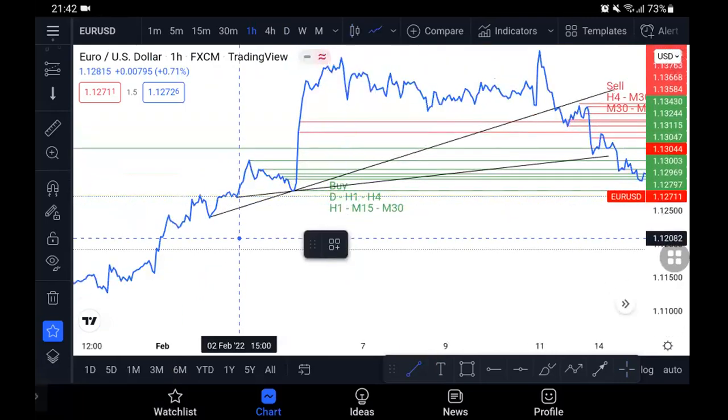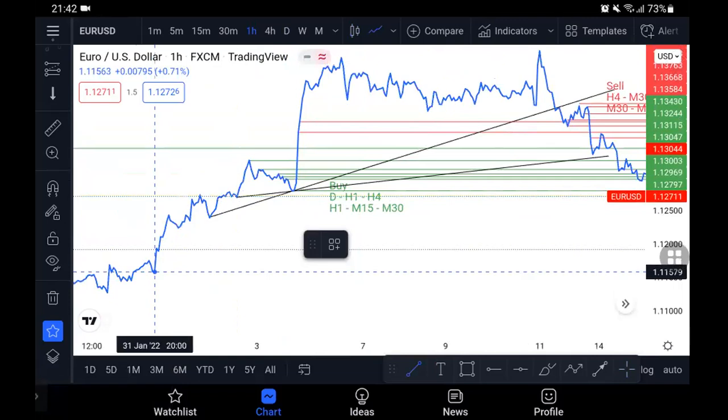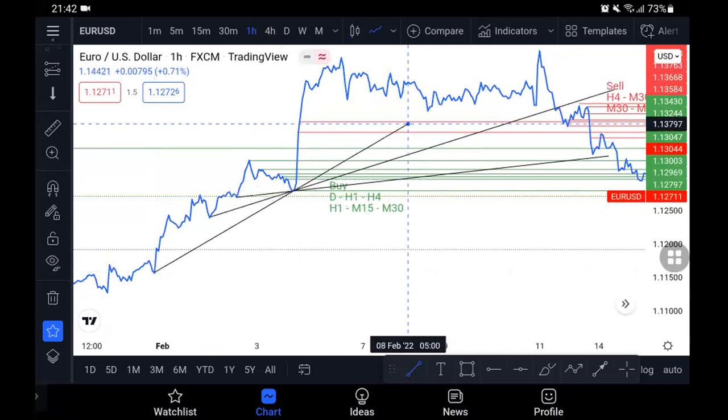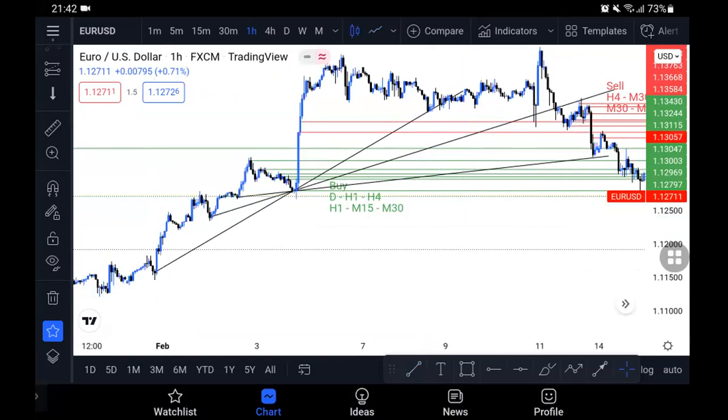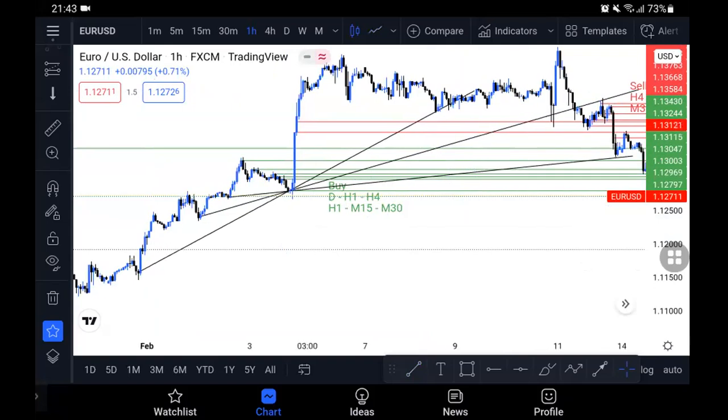So for this trend line, it doesn't matter which two points you connect, and expect the momentum after the price touches it. So you know the information that the market is giving.